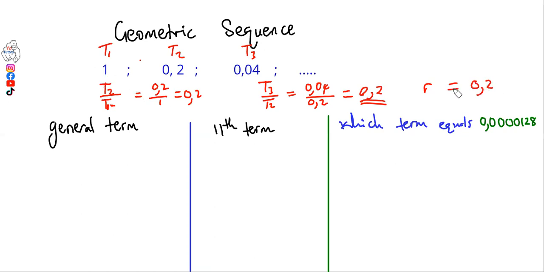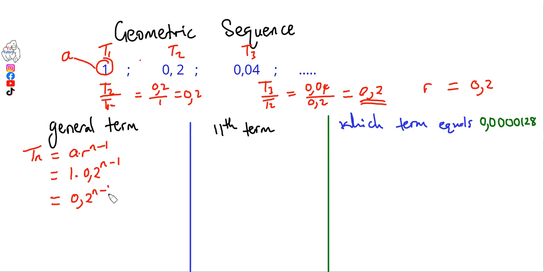What about our A? Remember, A is the first term, so we just put it like that. And what is our general term? We know that Tn should be equal to A R^(n-1). Our A is 1, our R is 0.2, and n minus 1 is just n minus 1. So it means it's going to be 0.2^(n-1). That becomes our final answer.